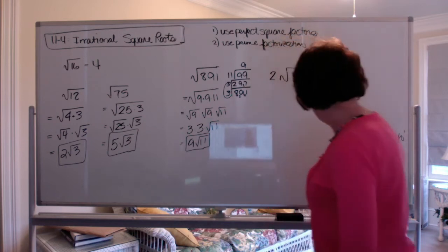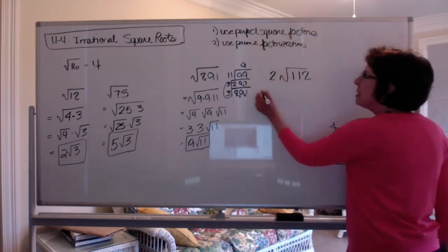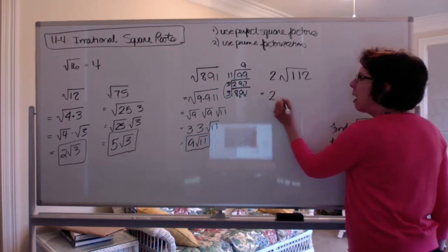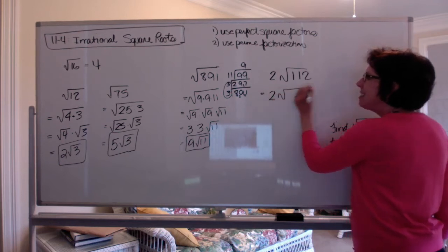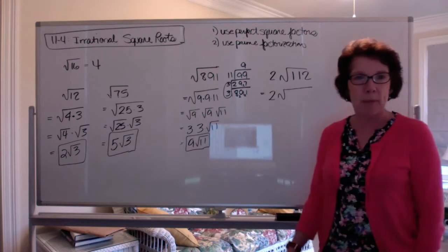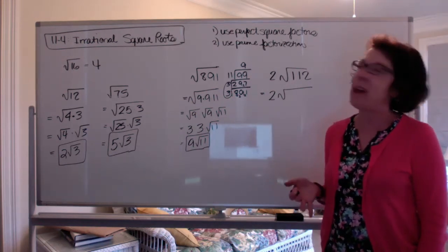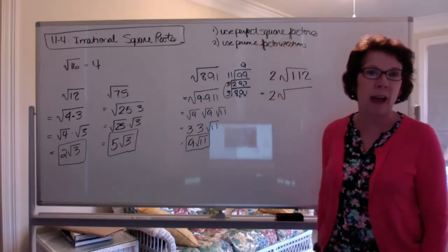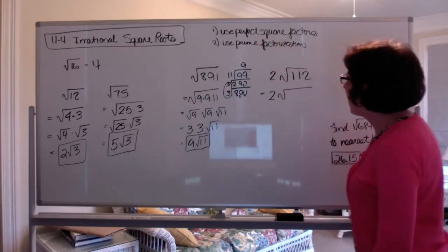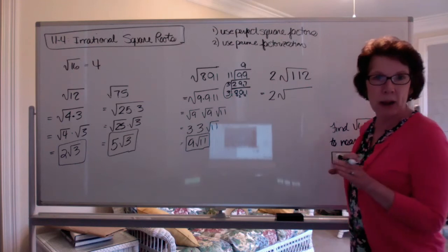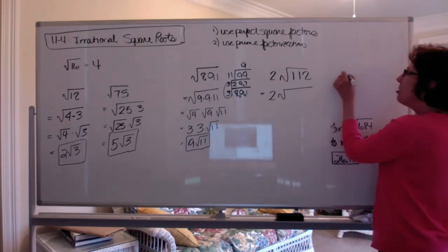Okay, now let's move over to 2 times the square root of 112. Well, 112 is not a huge number, but I don't off the top of my head know what the perfect square factors are of 112. So my goal is to find perfect squares. So I'm going to use prime factorization again.